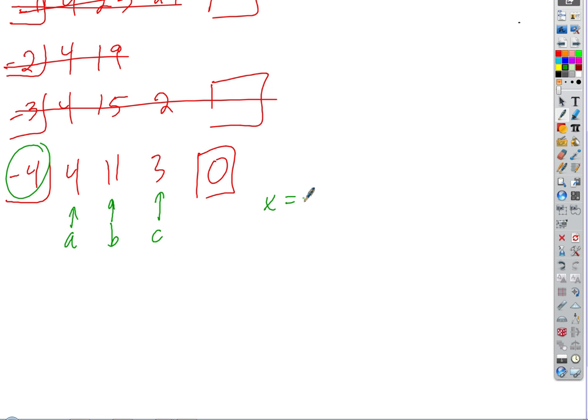what? What's the quadratic formula? -11 plus or minus the square root of 11 squared minus 4 times 3. So 4 times 3 is just 48, right?